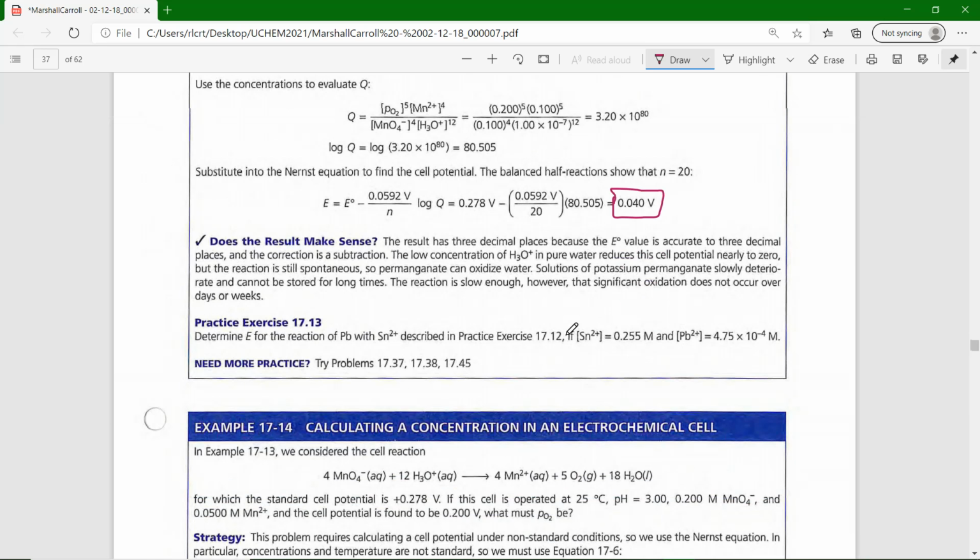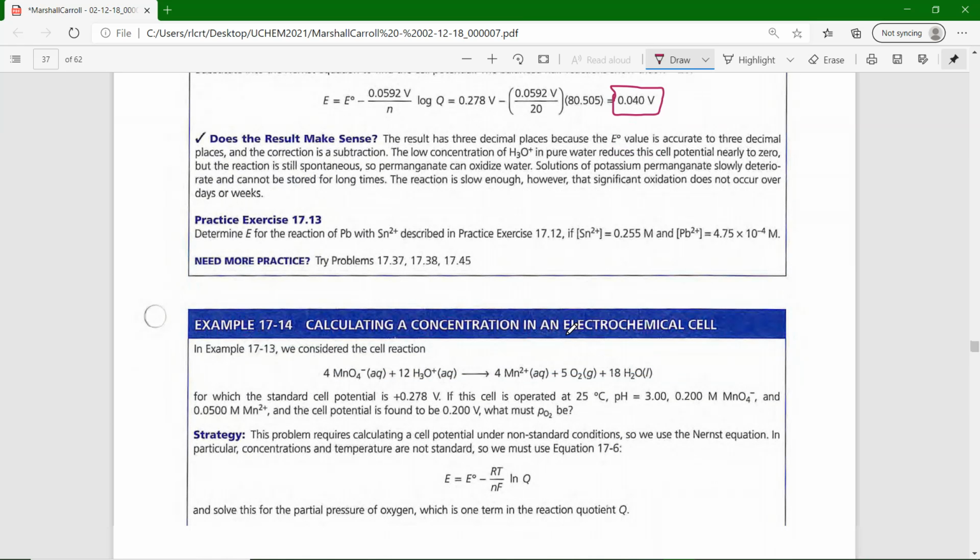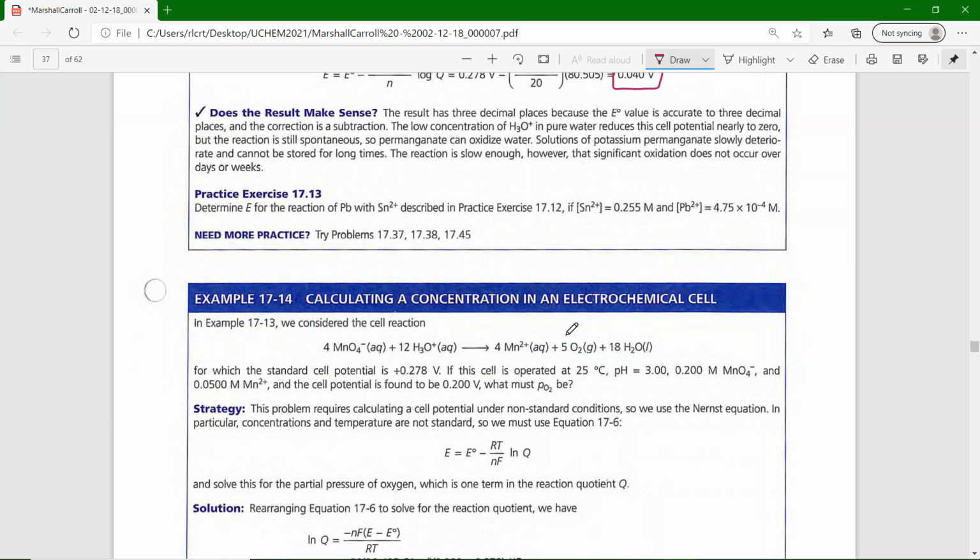Solutions of potassium permanganate slowly deteriorate and cannot be stored for long times, but you can keep them for a while. So, interesting question. Let's try 17.13. Determine E for the reaction of lead with Sn2 plus described in practice exercise 17.12. Well, did I do that one? Yeah, I did.